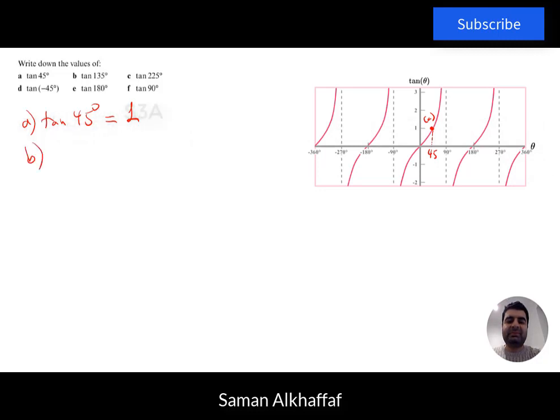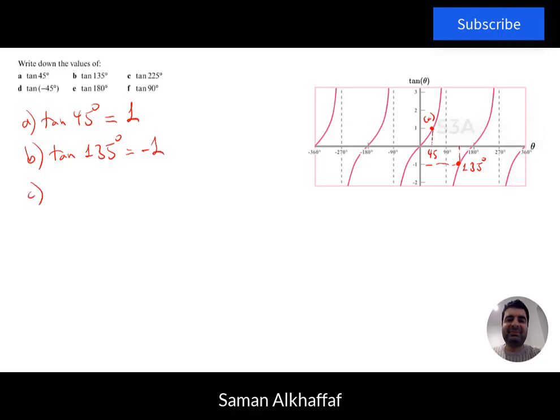For part B, we have tan of 135 degrees. So 135 degrees will be somewhere here, halfway through, or even a little bit closer here, approximately here. So it will be -1. That's where it crosses. So that's 135 degrees, and it tells us that it is -1.